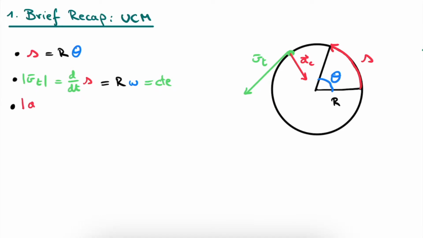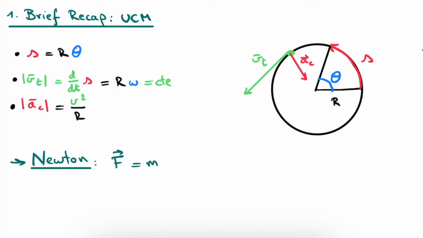What is important here is that the magnitude of this acceleration is equal to the magnitude of our tangential velocity squared divided by our radius r. And these are the three formulas related to uniform circular motion that we will use to solve the application problems. And because of course we're dealing with forces, we also take into account Newton's second law, which simply says that the net force acting on an object is equal to this object's mass multiplied with its acceleration. So a net force results in an acceleration.